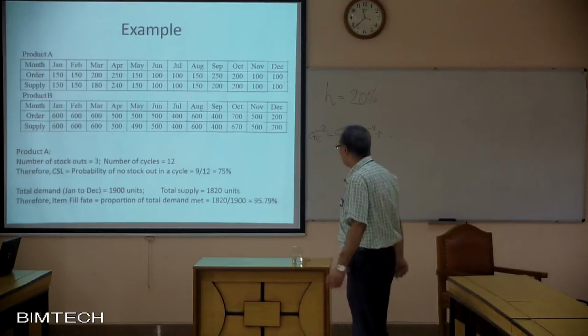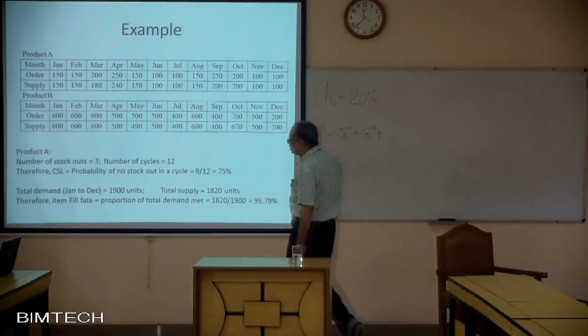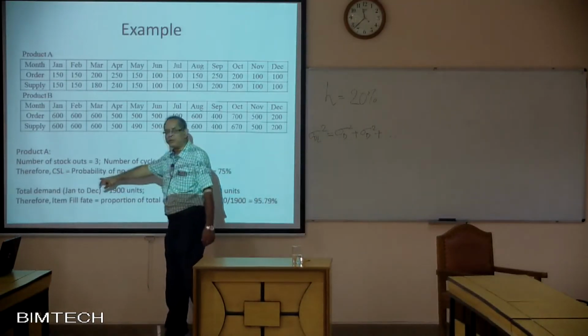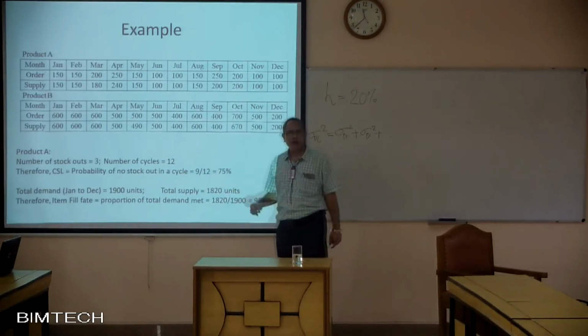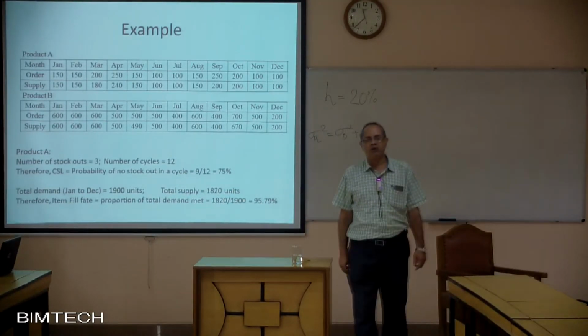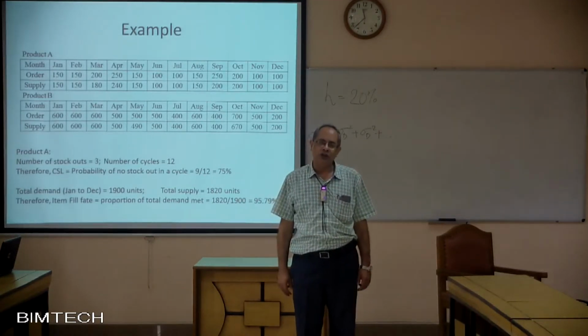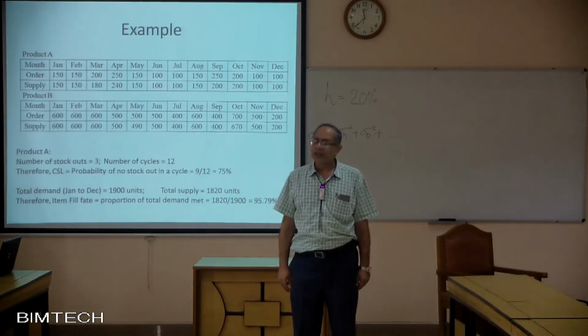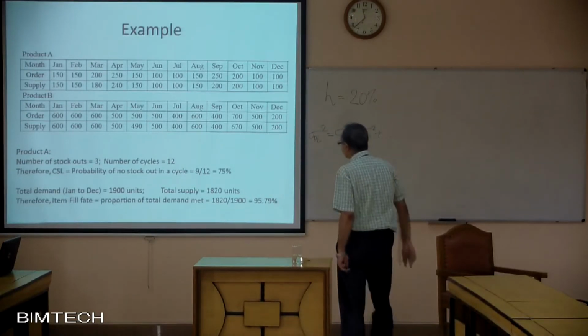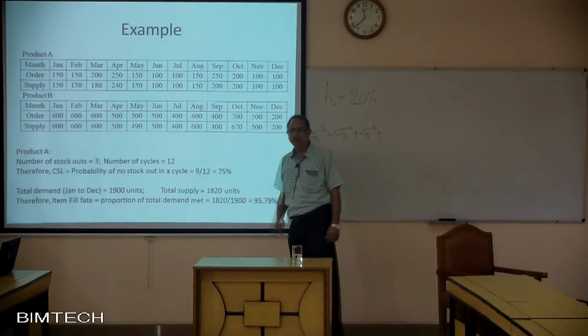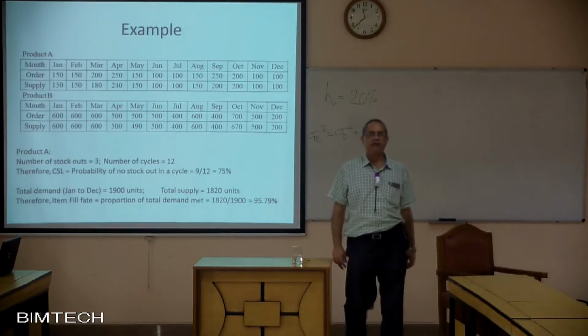And therefore, what is my cycle service level, the probability of no stock out? The probability of no stock out is 9 out of 12, because we did not stock out in 9 of those 12 cycles. 9 out of 12 is a simple calculation that gives us 75%. So our CSL is 75%.